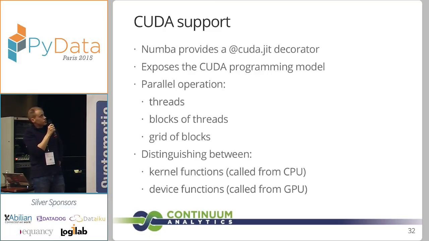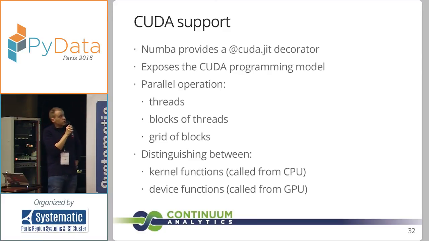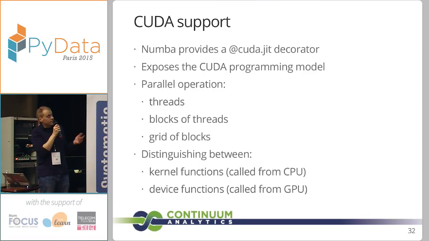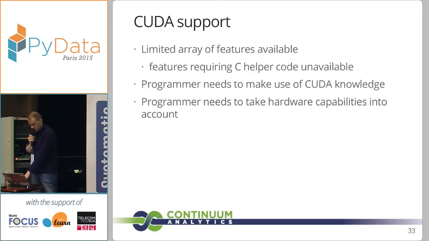And there's another distinction that is important in the CUDA model, which is that there are two kinds of functions. The main functions are kernel functions, this is their name. These are functions that are called from the CPU and executed on the GPU. And there are device functions, which are called from the GPU and executed on the GPU. So device functions are really subroutines. And Numba allows you to write both of those kinds of functions.